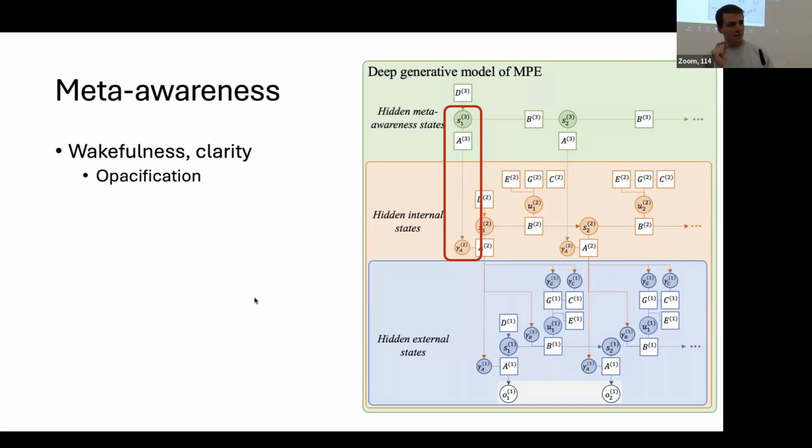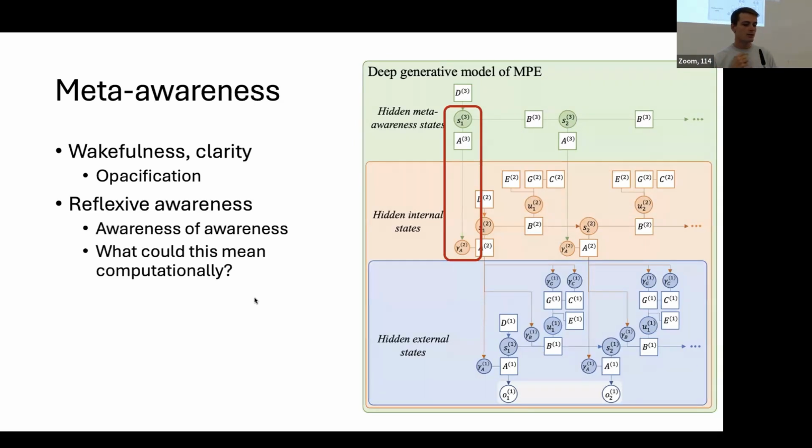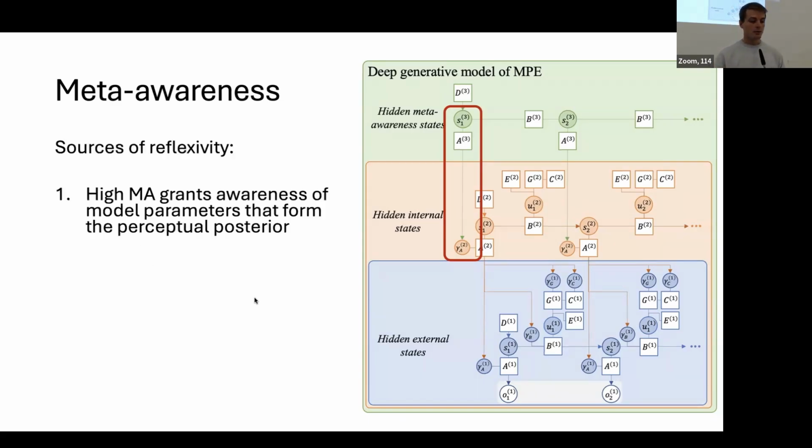But that's a little bit unsatisfactory, because in meta-awareness there is also this quality of reflexiveness. There's this feeling of being aware of awareness. So what could that mean computationally? I just want to point out that it actually is captured here. There are three sources of reflexivity already in the computational model that you see here.